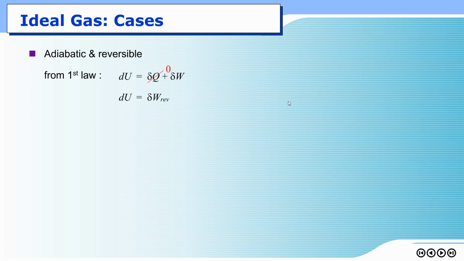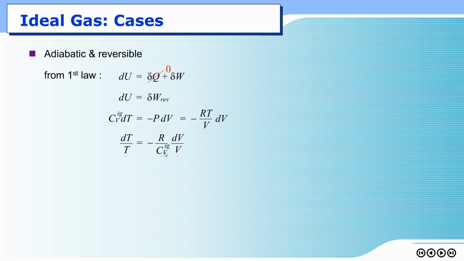If the process is reversible, as stated here, the work here must be reversible work. So reversible work is minus PdV, while dU is equal to Cv dT for the ideal gas. In this case, if you apply the ideal gas law, changing pressure to RT over V, you end up with this equation. Now you see that in real life, this Cv is a function of temperature.